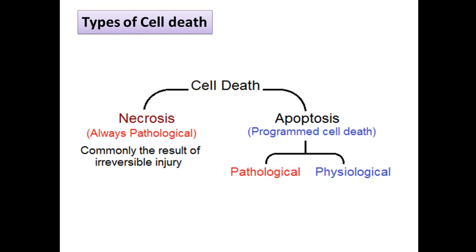Sometimes necrosis and apoptosis may coexist, and pathological apoptotic cell death occurs particularly in situations when the cells are deprived of their trophic signals.